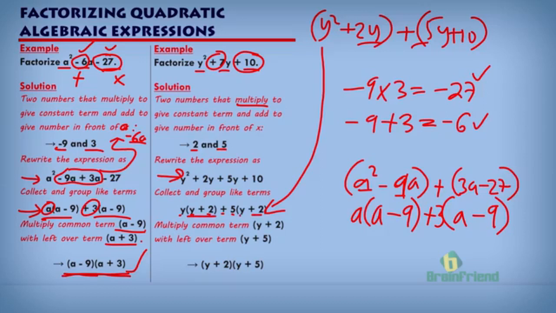Again, notice we have this as our common term. Y plus 2 is common in each of those terms in the expression. So y plus 2 is our common term. And then whatever we have left over is what? Y and plus 5. So we have y plus 5. Our factorized expression is the multiplication of our common term and leftover term. So we have y plus 2 all in bracket multiplied by y plus 5 also in bracket. This becomes our factorized expression.